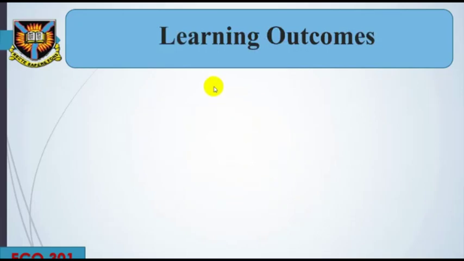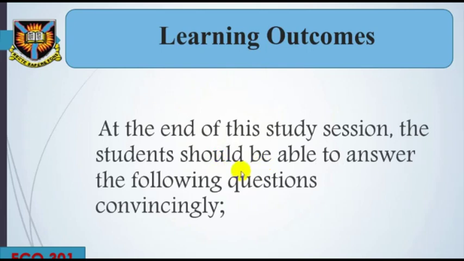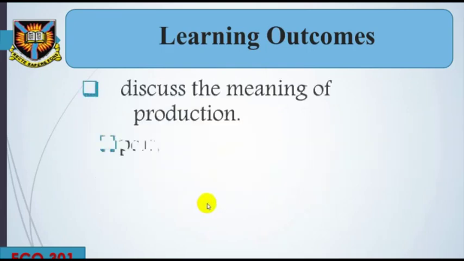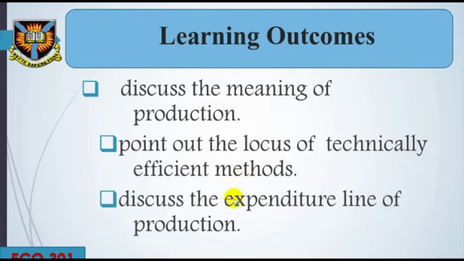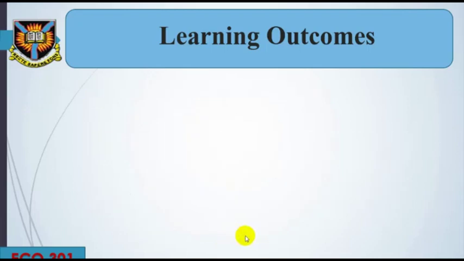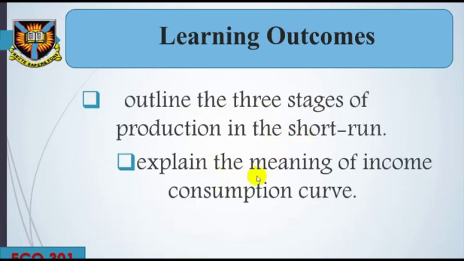Learning outcomes. When you have studied this section, you should be able to discuss the meaning of production, point out the locus of technically efficient methods, discuss the expenditure line of production, outline the 3 stages of production in the short run, explain the meaning of income consumption curve, carry out long-run analysis of production.